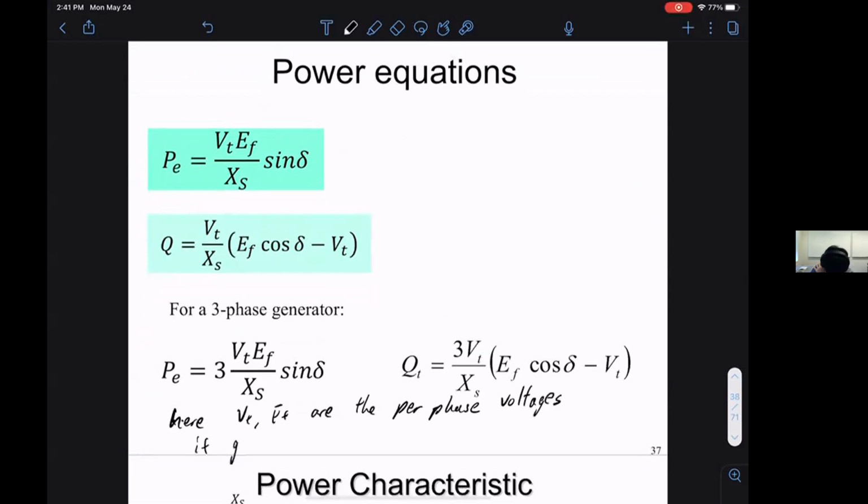So if given in line to line, divide by √3. Okay, right? So there's 3 times the single phase equivalent power. So V_T and E_F are per phase voltages. Then you just multiply everything by 3. If they're line to line voltages, then you have an offset of √3. So you divide the voltages by √3.